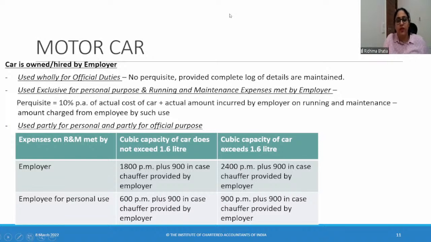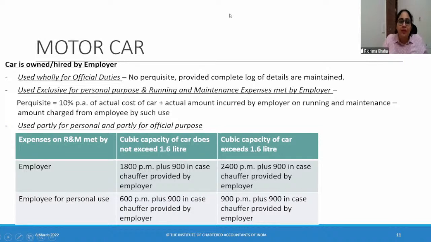Very good, Rohan. Very good. I think you're the first one to answer. So Rohan Jain has answered it correctly. Only the car value, guys. Only the car value would be the perquisite. Official and personal purpose mein there are flat rates, but otherwise car ka value, running and maintenance ka value in addition, total karke the perquisites are coming, right?